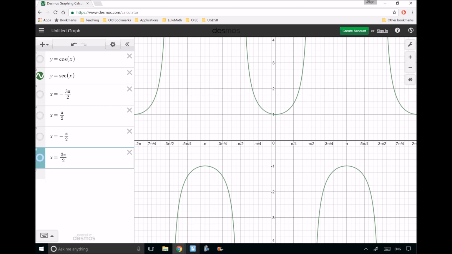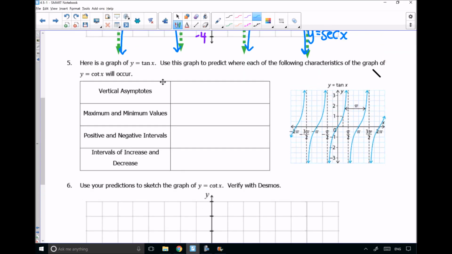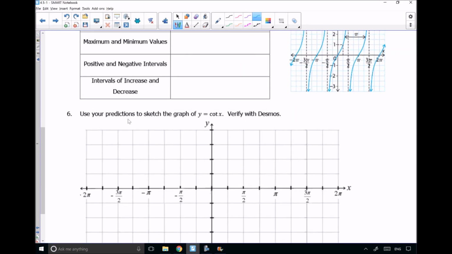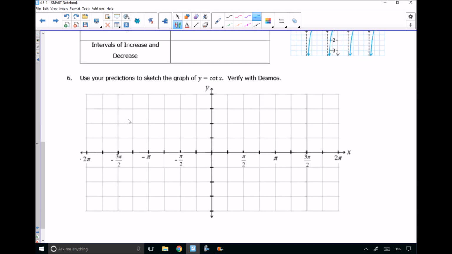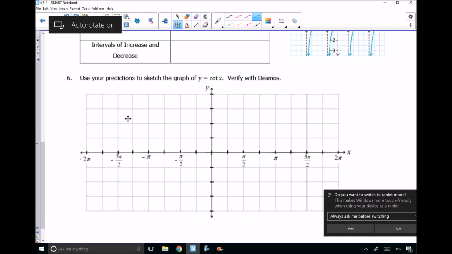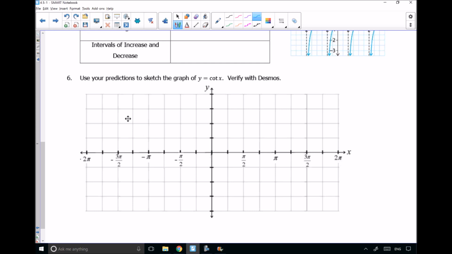follows, okay? Okay, so we're going to skip number 5 for now, and we're going to go ahead and take a look at number 6. Number 6 asks us to use our predictions to sketch the graph of y equals cotangent of x. We're not going to use our predictions. We're going to actually use y equals tangent of x right here to help us out.